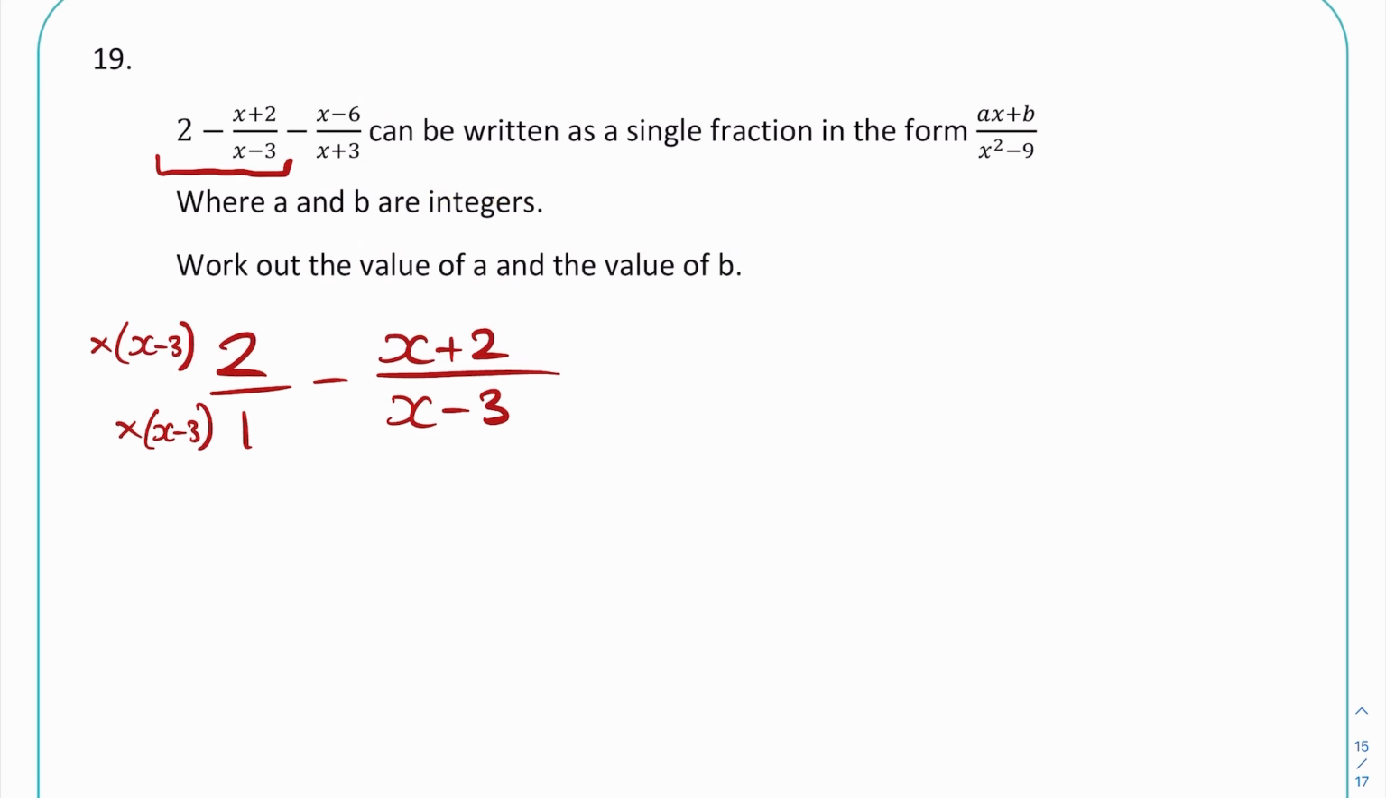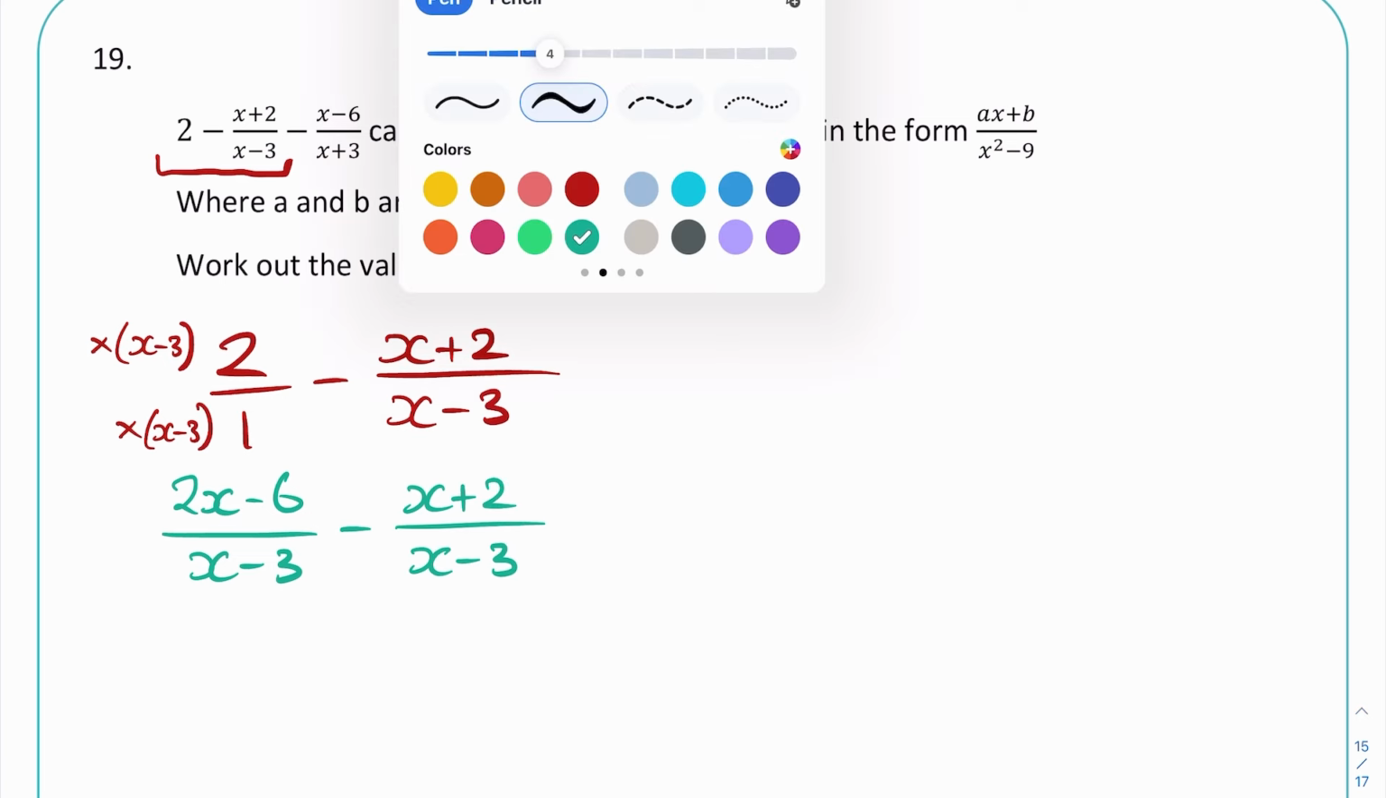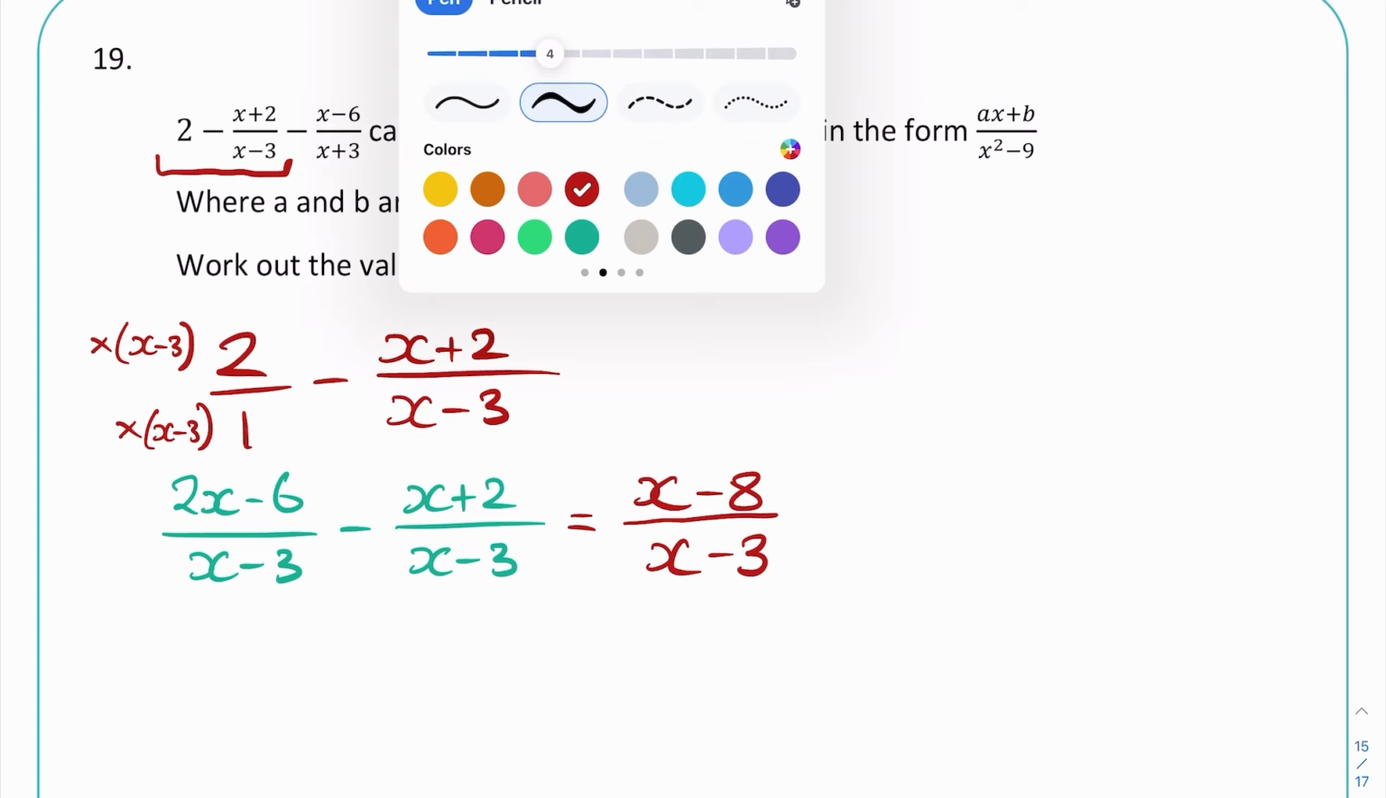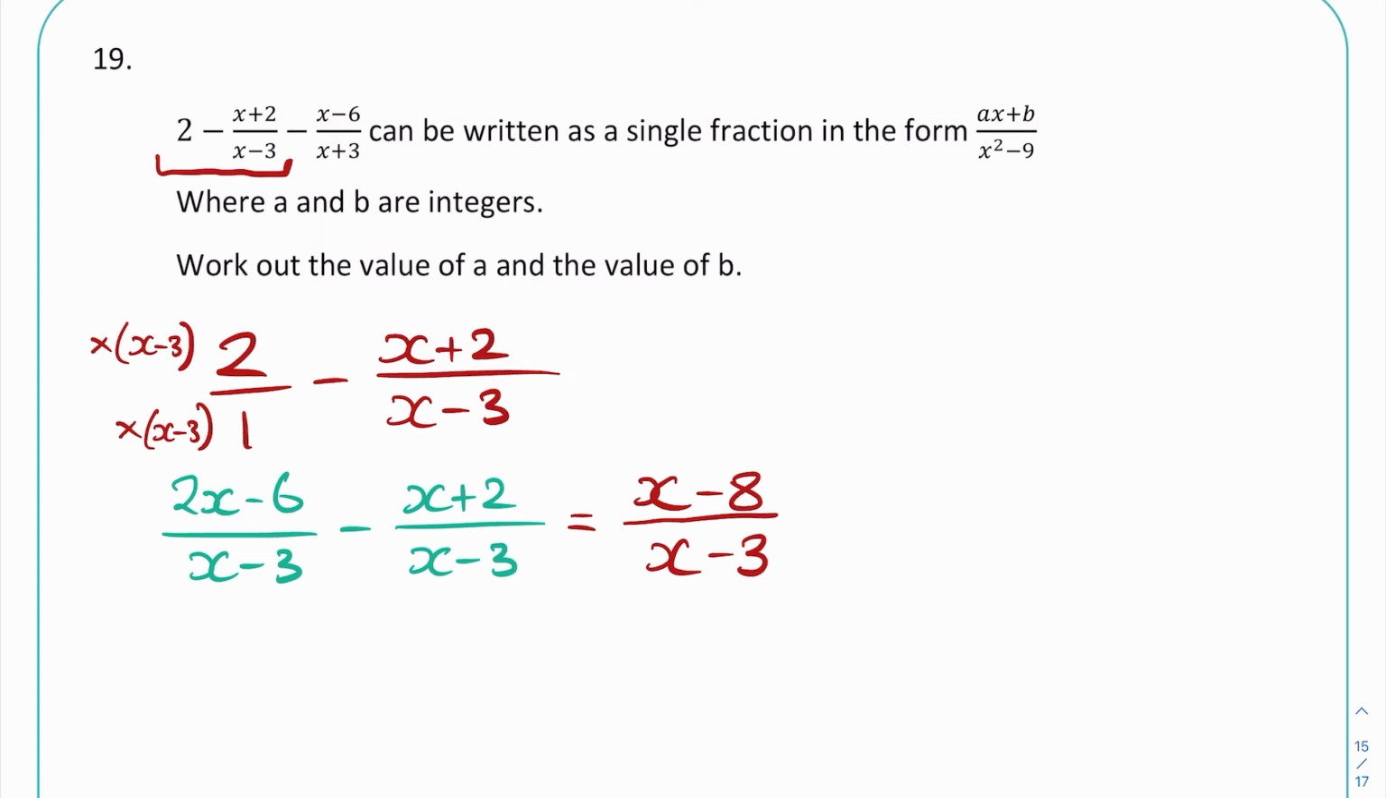If we do that, I'll have 2x minus 6 on the top and x minus 3 on the bottom. And now I'm going to take away the x plus 2 over x minus 3. That's easy enough to do. On the top, you've got 2x take away 1x, which is 1x, and you've got negative 6 take away 2, which is going to be negative 8. So you have x minus 8 over our common denominator, x minus 3.